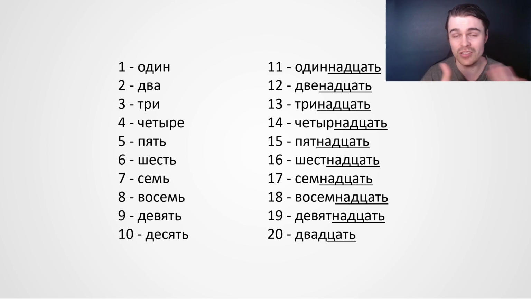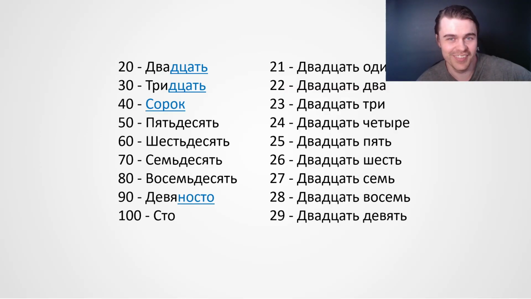Then we change. 20 is двадцать. I actually don't know where this word comes from. But if you think of два, 2, and цать, 10, I don't actually know where this word comes from. It's like in English, 10, 20. Where does 20 come from? I don't know. Same thing with 30. After that, it's pretty logical. You say двадцать один, двадцать два, двадцать три. You just say 21, 22. It's the same as English. Then you get тридцать, 30.